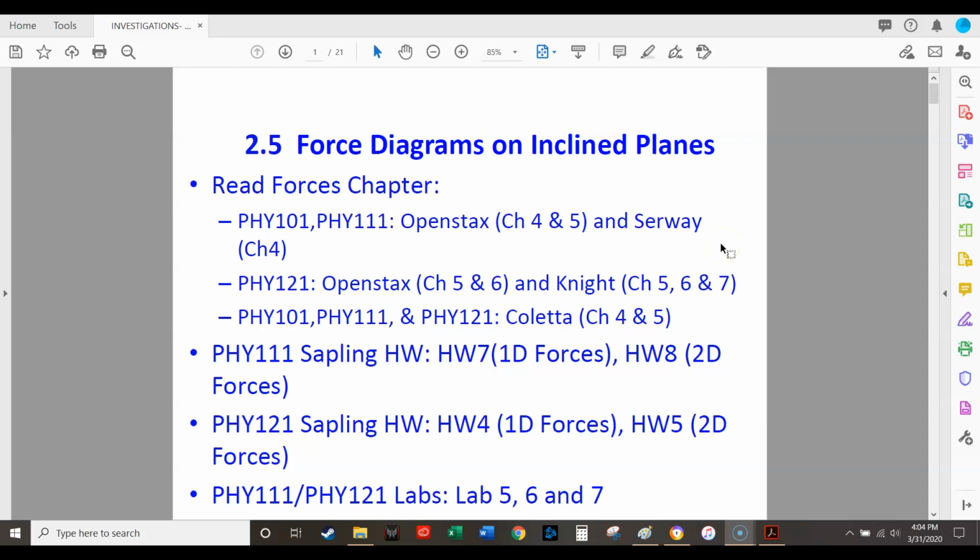Hello, we're going to go ahead and move on to section 2.5 of force diagrams on the inclined plane. Again, if you haven't read the book, please do so. Chapters 4 and 5 in Coletta. This is going to be related to the homework 5 in Sapling for 2D forces if you're in Physics 121, and homework 8 in Sapling if you're in Physics 111. And this is going to be more related to Lab 7.